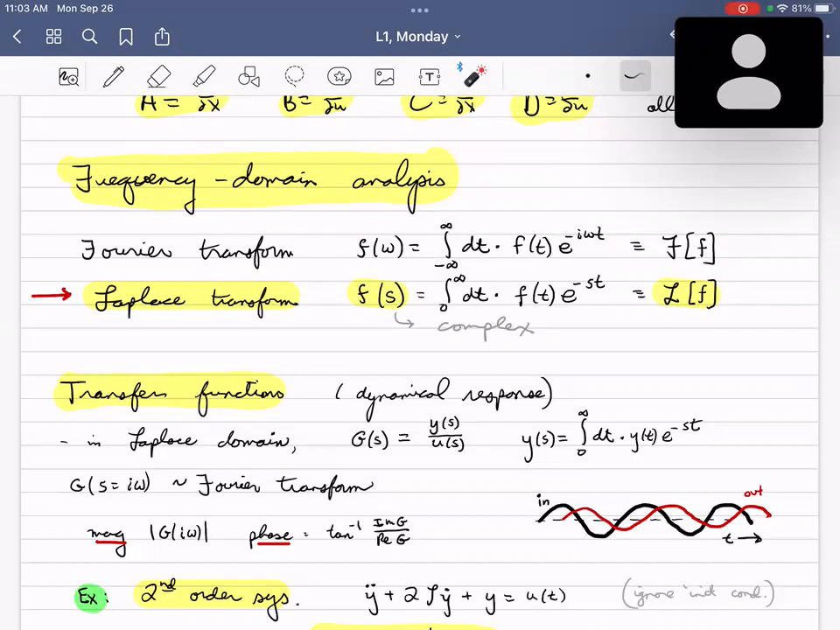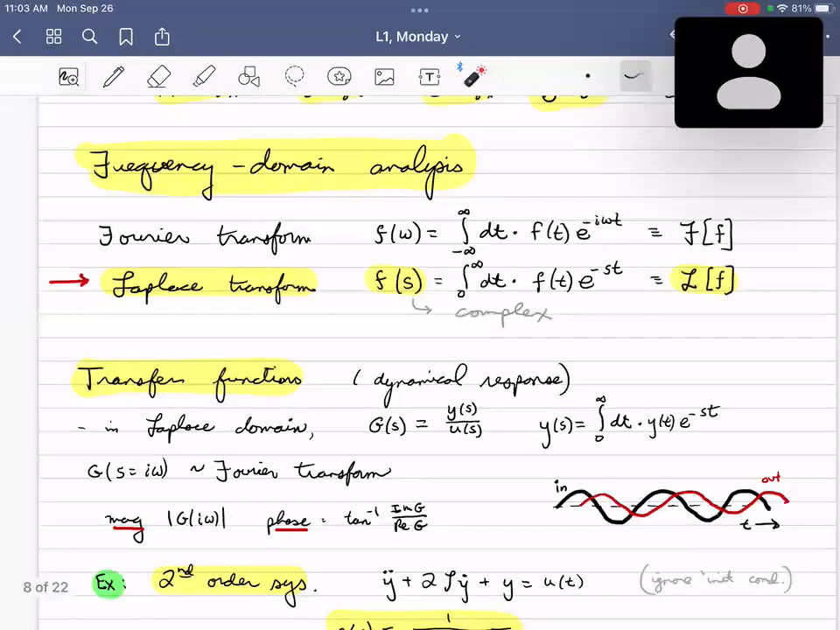Pictorially, this is all very simple. We have an input sine wave at some frequency, and then we measure the output, the red one here. Because it's a linear system, the output will have the same frequency as the input, but the amplitude will be different. The ratio of the amplitude of the output to the amplitude of the input is G of s evaluated at this particular omega. And then the phase shift between the two, which is shown here, is the phase shift at that frequency.